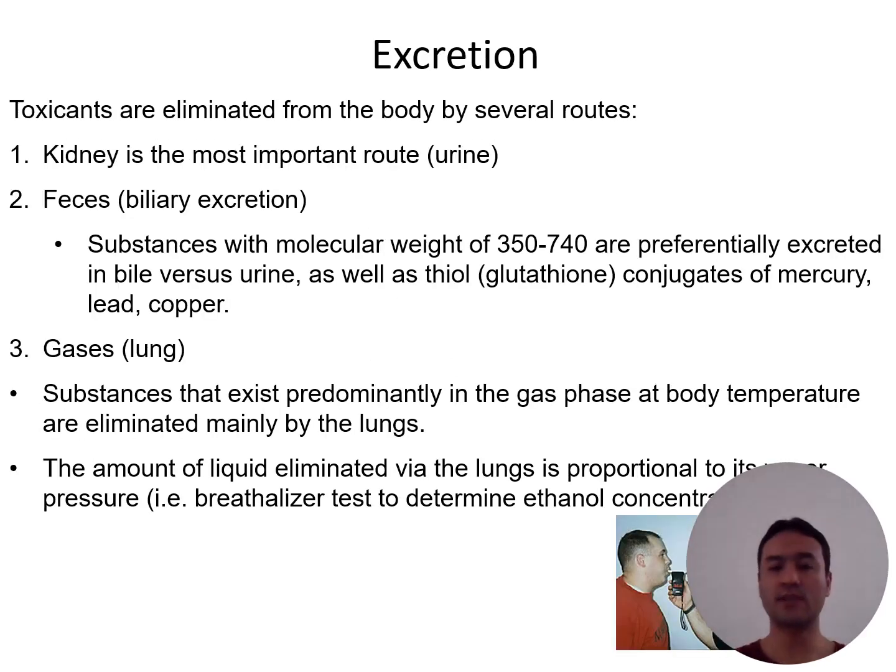Okay, toxicants can be excreted through several routes. The two most important ones, especially if you take the toxicant or the xenobiotics through the oral route or injection, are through the kidney, urine, and feces if the molecular weight is big. If the toxicant is in the form of gas, it can be excreted through the gas as well. As you can see in the picture, alcohol, which exists in the gaseous form in the body, can be excreted through the lung as well. As a result, we can detect the alcohol content in the breath, using the breath analyzer by the police usually.